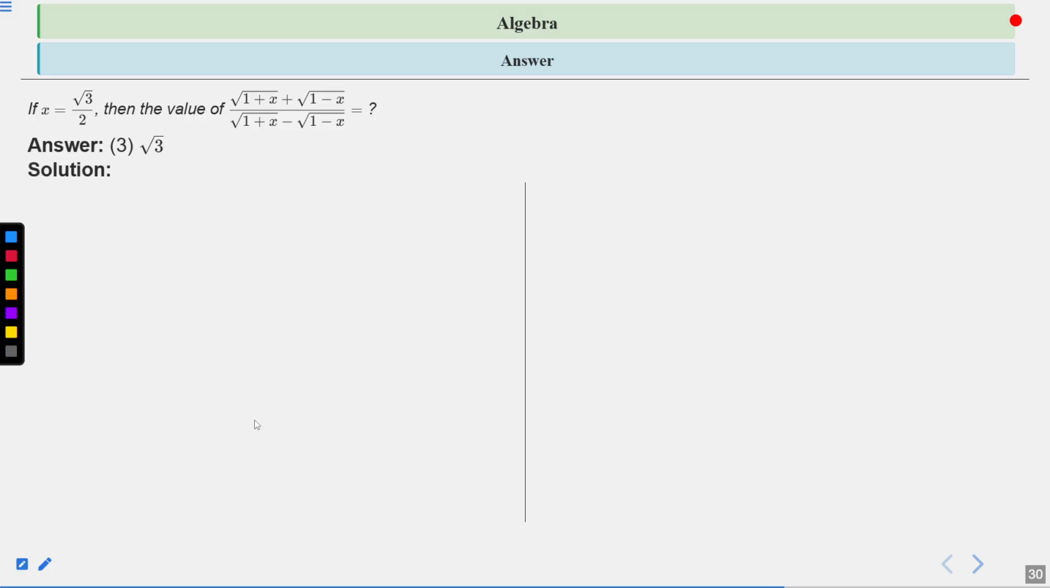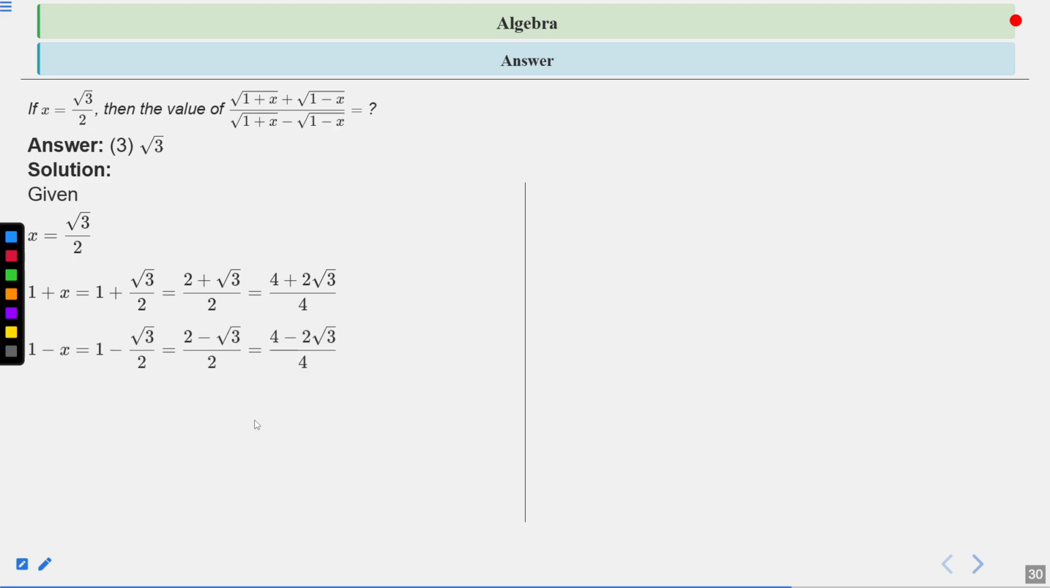Now see the detailed solution of this question. Given that the value of x is root 3 by 2, when we take plus 1, 1 plus x will become 1 plus root 3 by 2. When we simplify it, we get 2 plus root 3 by 2, or we can say under root 4 plus 2 root 3 by 4. 1 minus x will become 1 minus root 3 by 2. When we simplify it, we also get 2 minus root 3 by 2, or we can say 4 minus 2 root 3 by 4.